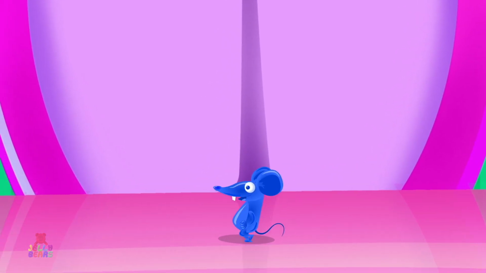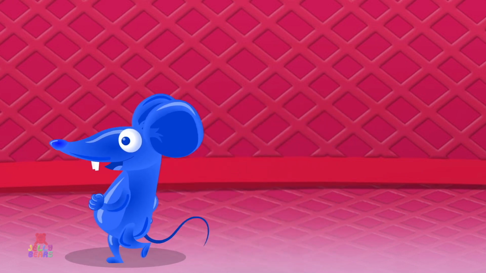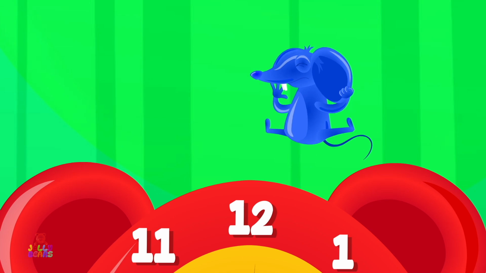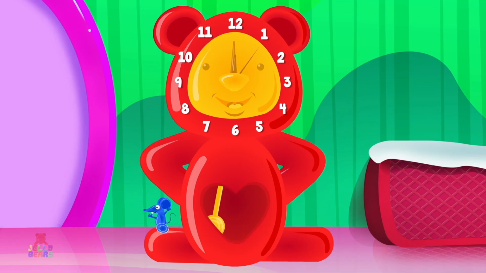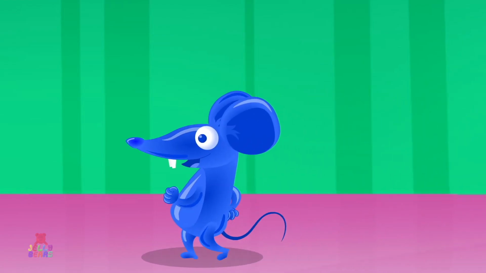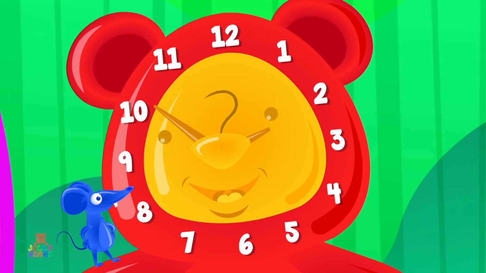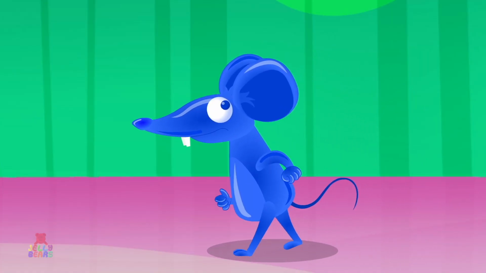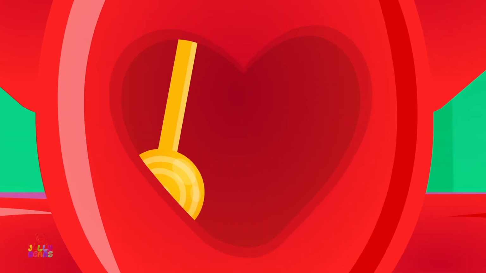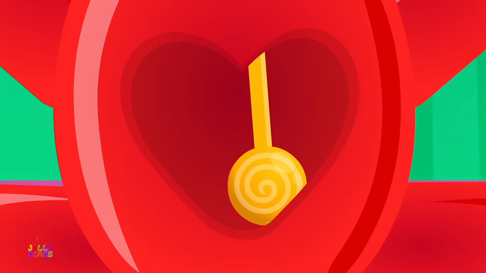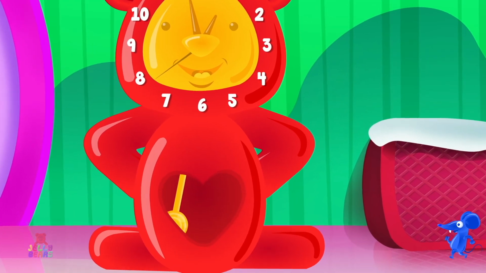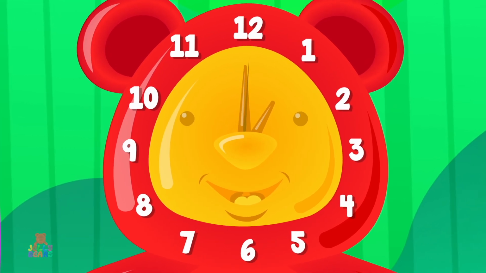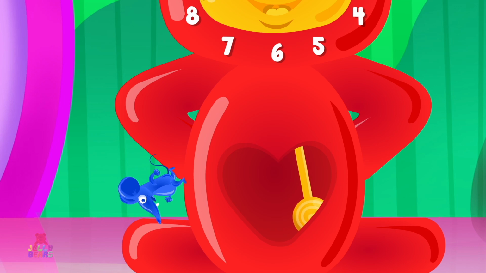Hickory dickory dock. The mouse ran up the clock. As 12 bells rang, the mouse he sprang. Hickory dickory dock. Why scamper, asked the clock. You scare me so, I have to go. Hickory dickory dock. Tick tock tick. Hickory dickory dock. The mouse ran up the clock. The clock struck one, the mouse ran down. Hickory dickory dock.